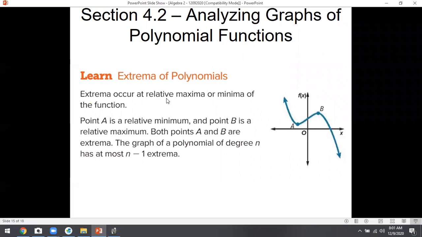The only other thing to talk about is extrema of polynomials, and I would like you to write one thing down for your notes. And this last sentence right here: the graph of a polynomial of degree n, an nth degree polynomial, has at most n minus 1 extrema. That is one concept I'd like you to put in your mind for the day. The rest is just doing calculator stuff.